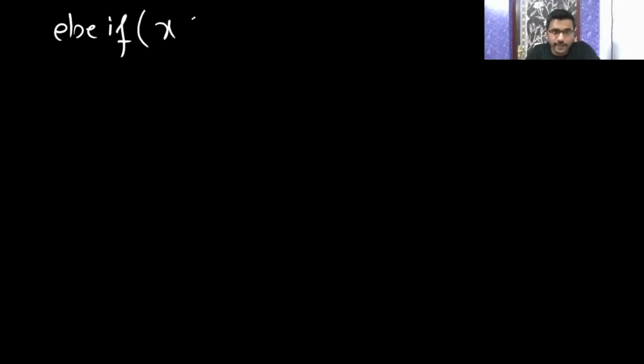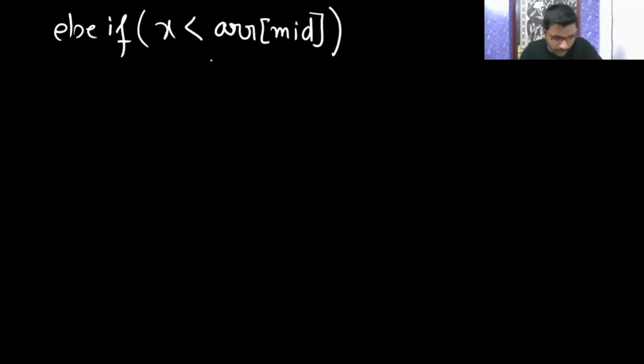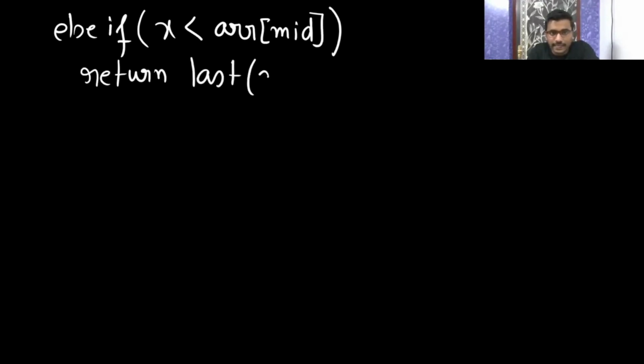Now if x is smaller than array of mid, if that mid element is greater, then how to call the function, return last array? What is going to change here? If your mid element is greater than x, what is going to change here, either low or high? Tell me. Please let me know.